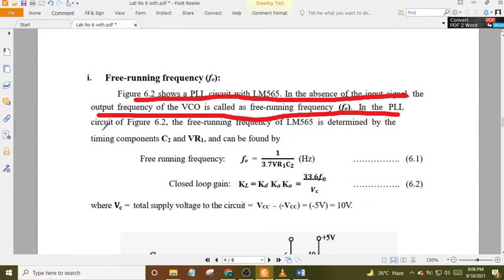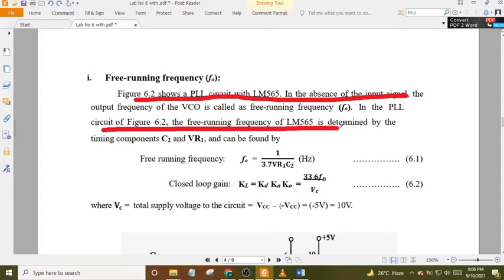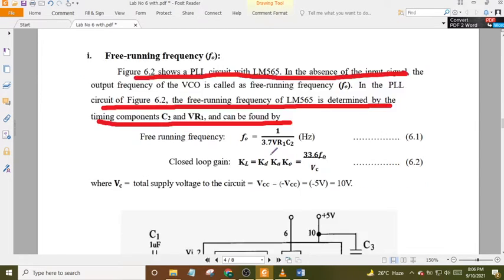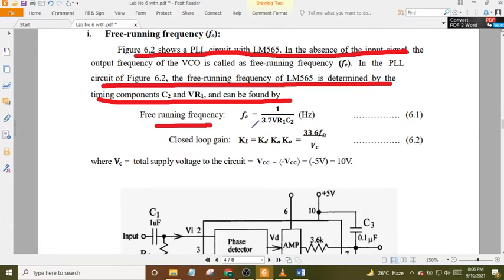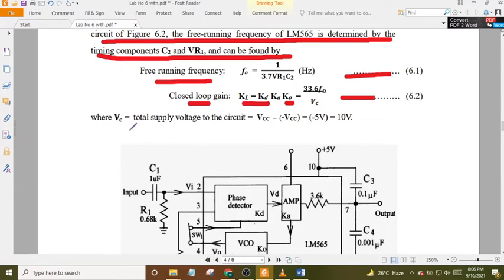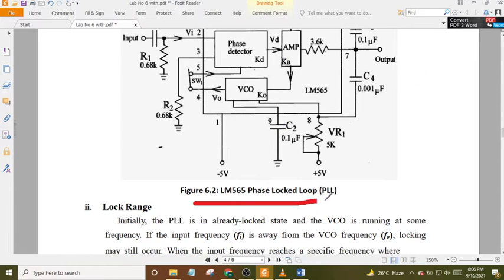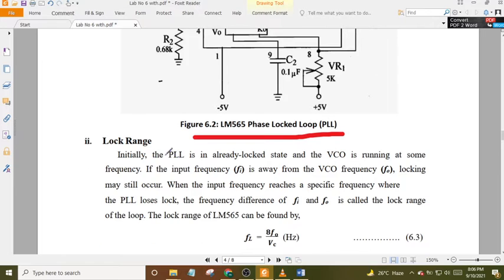In the PLL circuit of figure 6.2, the free running frequency of LM565 is determined with timing components C2 and VR1 and can be found by the free running frequency FO equals Hertz, 6.1. KL equals KD KA KO, 6.2, closed loop gain, where V equals total supply voltage of the circuit, equals VCC, VCC equals +5V -(-5V) equals 10V. Figure 6.2: LM565 phase locked loop, PLL.